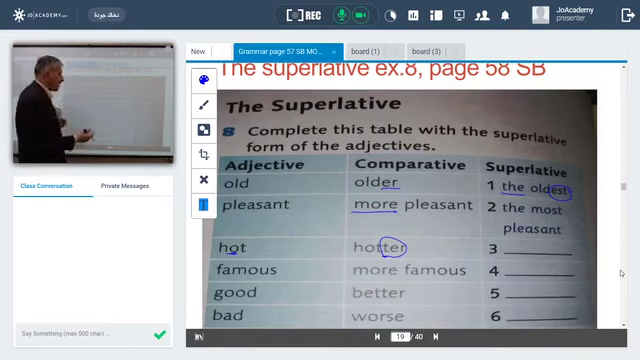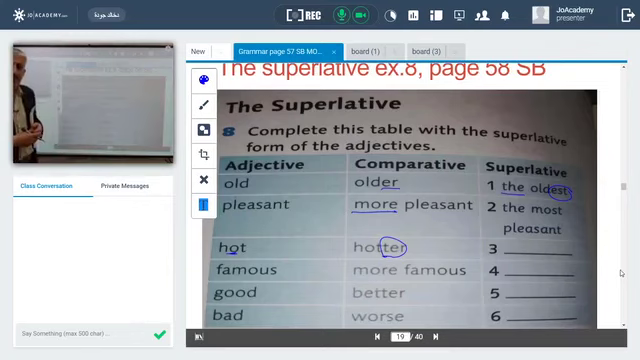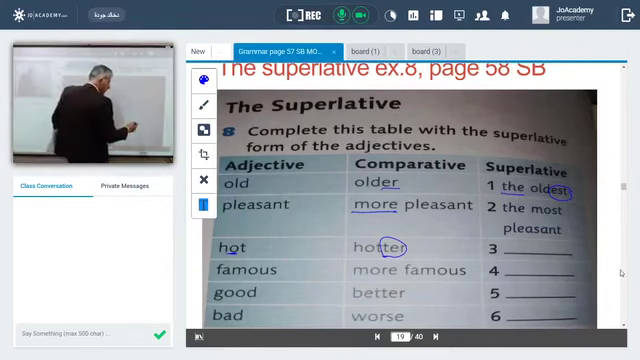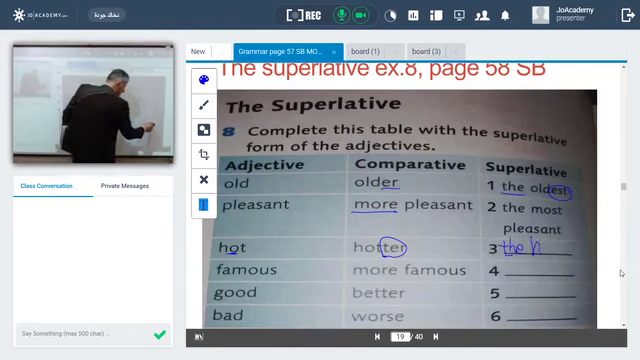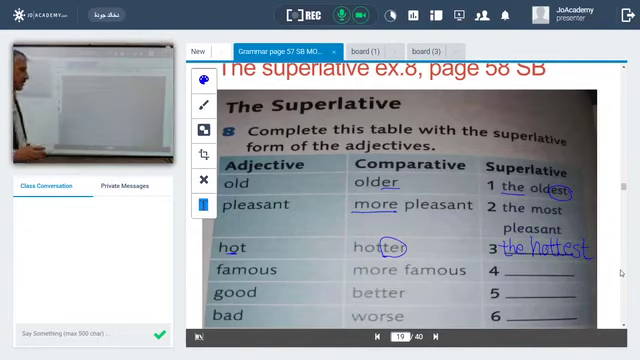If I want to make it superlative, I will say Aqaba is the hottest city in Jordan. Aqaba is the hottest. I have to put the. Okay, hottest, the hottest. I added EST, but also I made double T. I doubled the last letter.